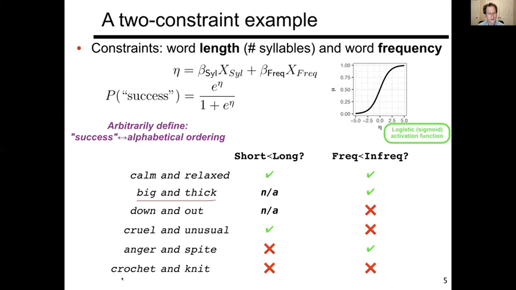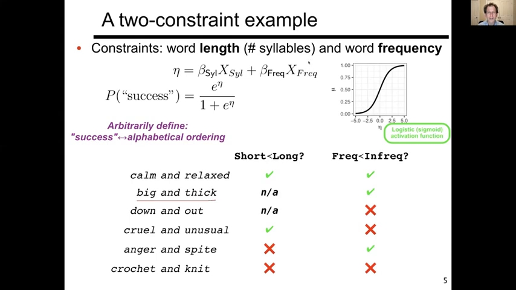And here are these other examples just to draw your attention. So there really are examples that violate multiple constraints in naturalistic text. So for example, crochet and knit. Crochet is a bisyllabic word preceding a monosyllabic word, so it gets an X in short before long. And knit is also a higher frequency word than crochet, and so it gets an X in frequent before infrequent.